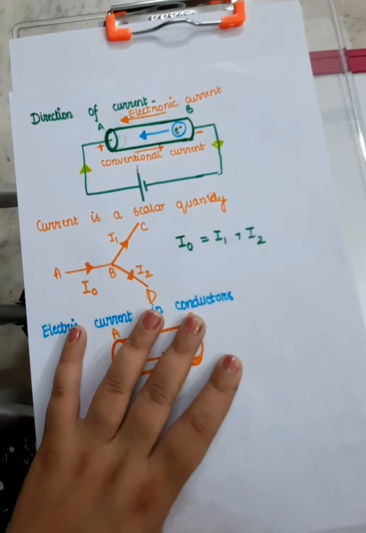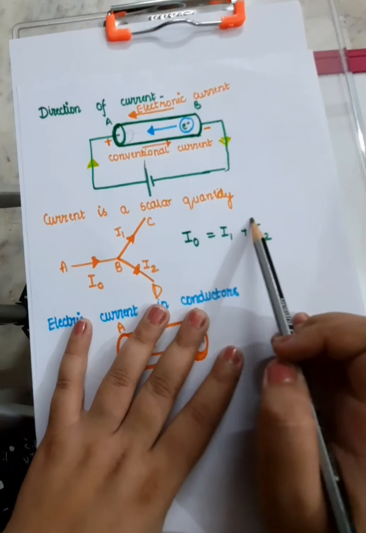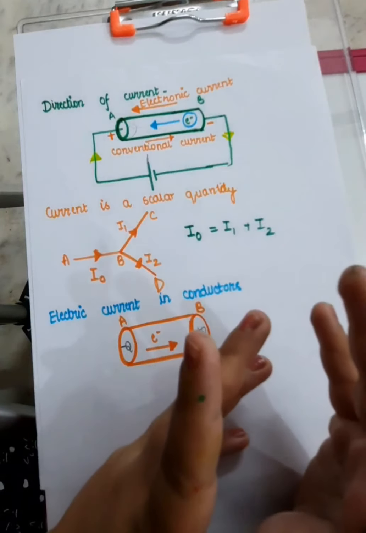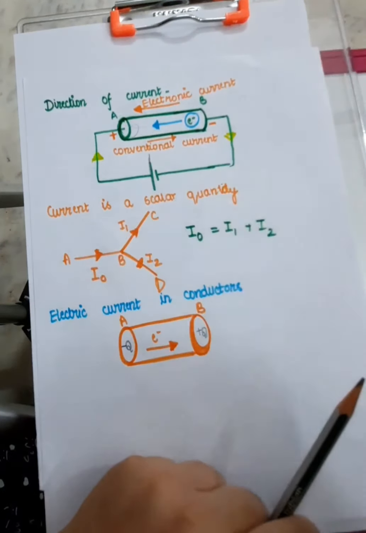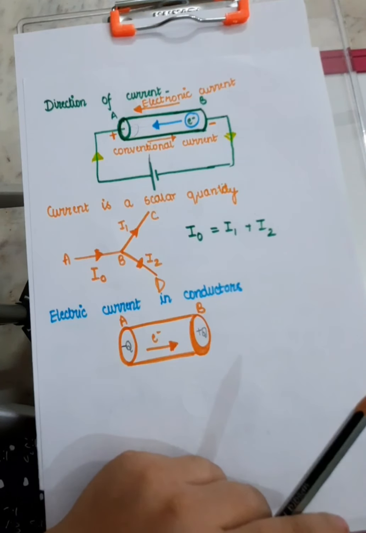Electronic current means flow of electrons through the wire, किस direction में flow कर रहे हैं, and conventional current means flow of positive ions in that wire. So next is current is a scalar quantity. It's very surprising कि how it can be a scalar quantity when the current is flowing in a particular direction. Actually, it looks like a vector quantity, but it is a scalar quantity.